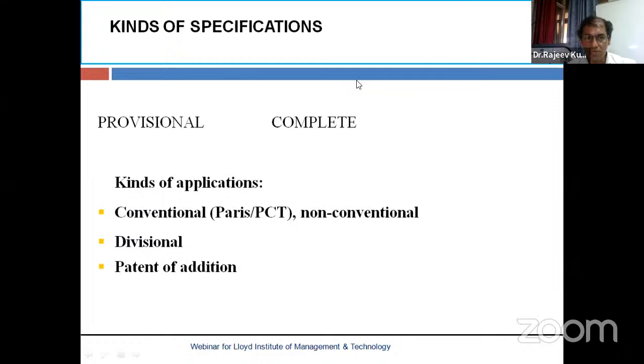So is it a conventional application? Is it a PCT application? Or is it a divisional application? Or is it a patent of addition? So these are different kinds of patent applications which are being filed, and the written part or the specifications vary as per your requirements or as per your choice of application.